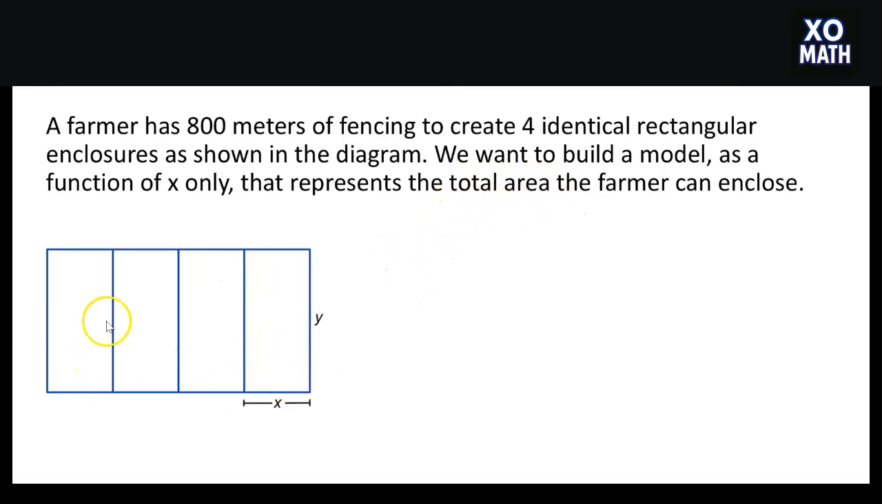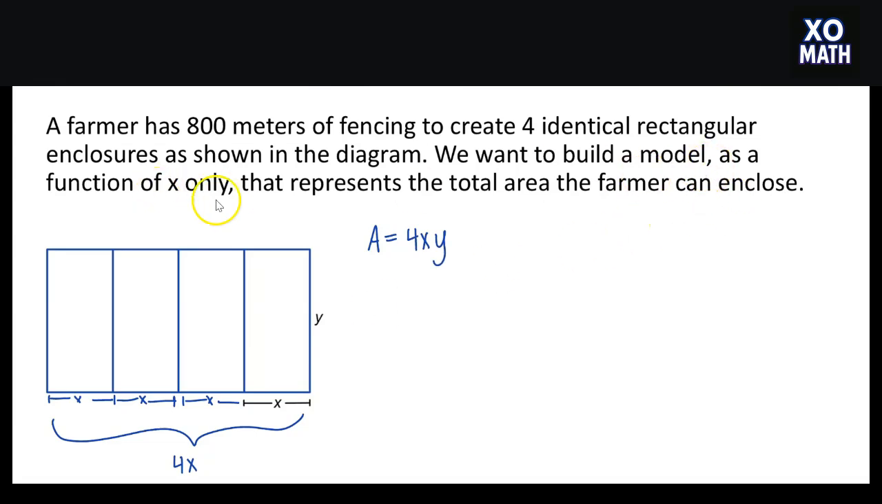So let's think about the total area of all of these enclosures here. Since this forms a rectangle, the area is going to be the base times the height. Well, the total base here, since these are all identical, each of these is of length x. So the total base here is a total of 4x, and the height is y. So right now the area of the enclosure is 4x times y.